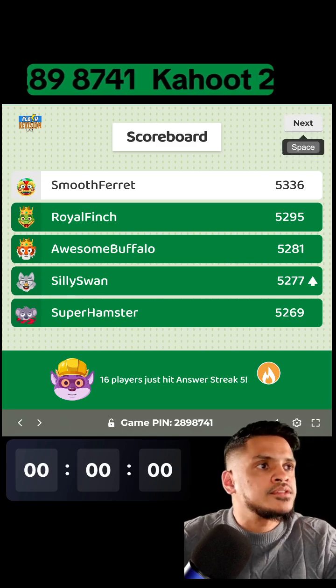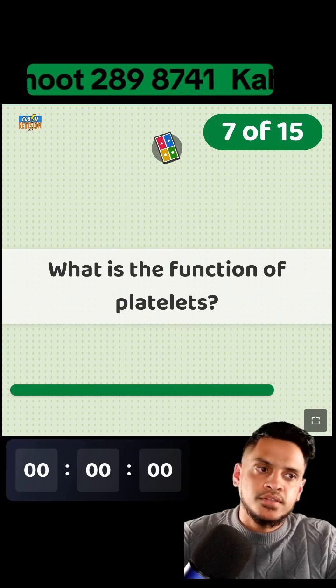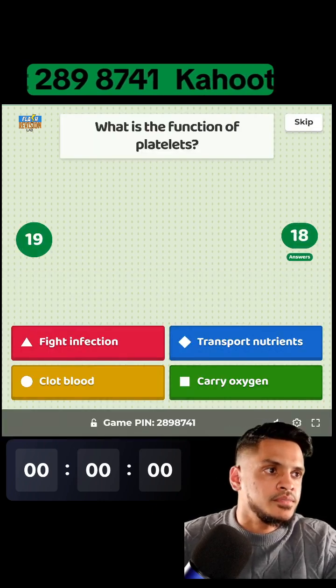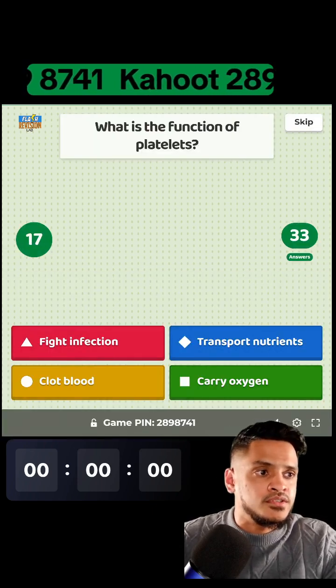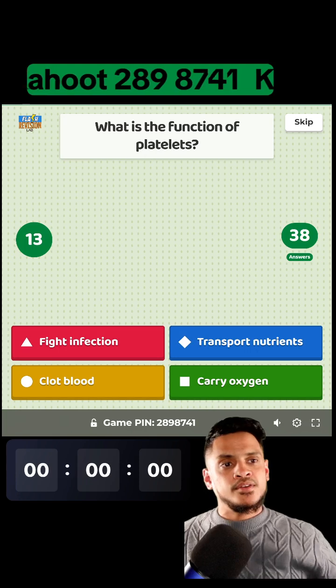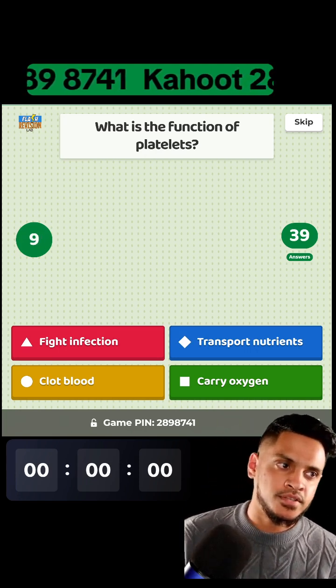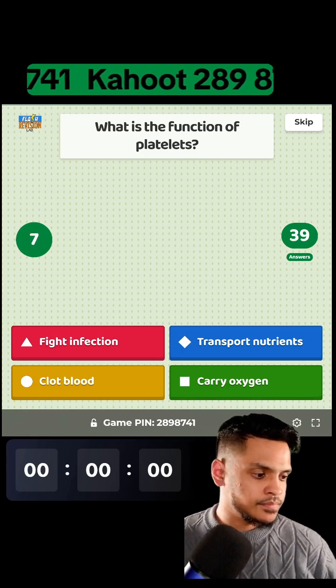On to the next one. Question 7. What's the function of platelets? Still going with these. So we've picked 2 of them, so it's obviously not the 2 that we've already picked. We've done carry oxygen already. We have done fight infection already. So it's going to be one of the other ones.